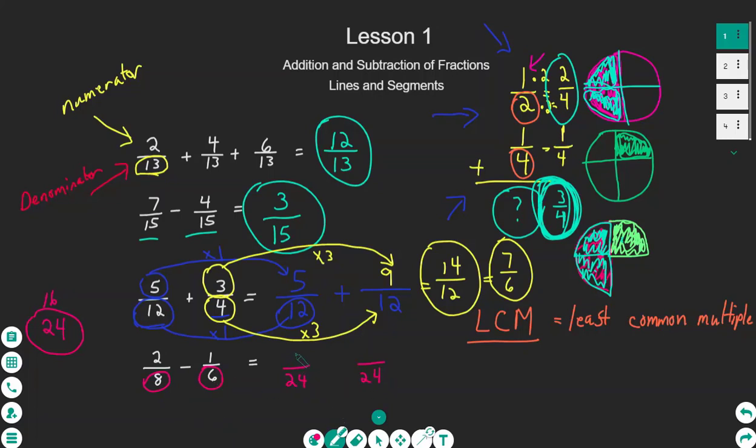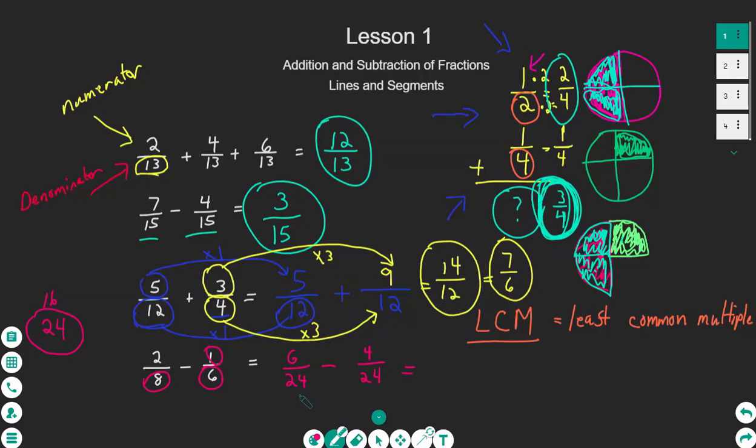And now we just need to figure out what the numerators are going to be. So what did we multiply this 8 by to get to the 24? A 3, right? So we need to multiply this 2 by a 3 as well. So 2 times 3 is 6. And what did we multiply the 6 by to get to the 24? A 4, right? So now we need to multiply this 1 by a 4. So 1 times 4 is 4. All right, so there we have our numerators.